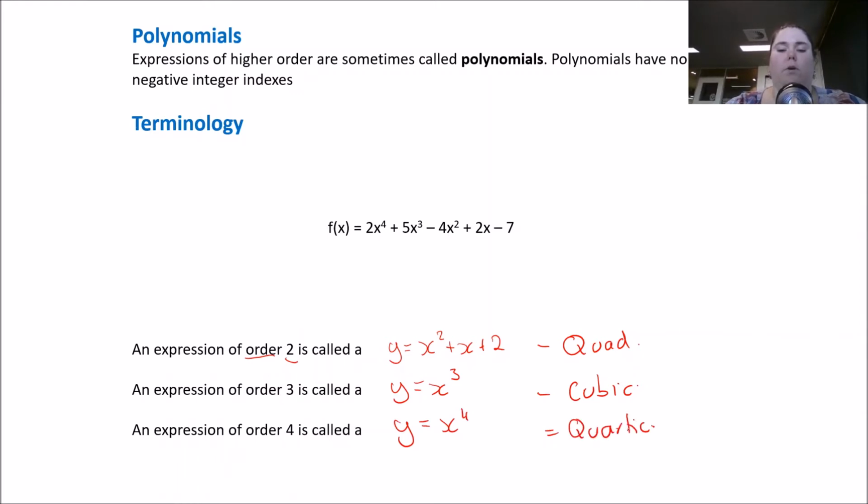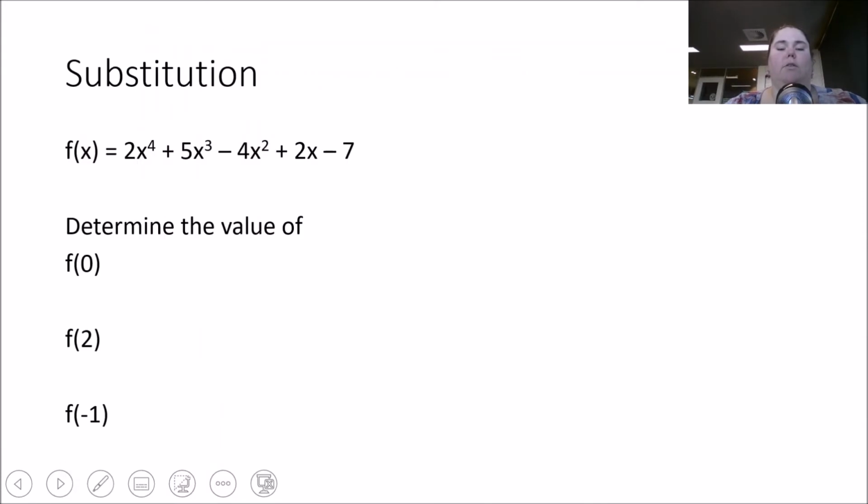So order is the word I'm talking about when I'm talking about the power, and if I'm talking about order 3, that is the highest power. With our functions, instead of using a y now, we use f of x or p of x or anything, which just means this is a function or a polynomial where x is the variable. So x is the thing that can change.